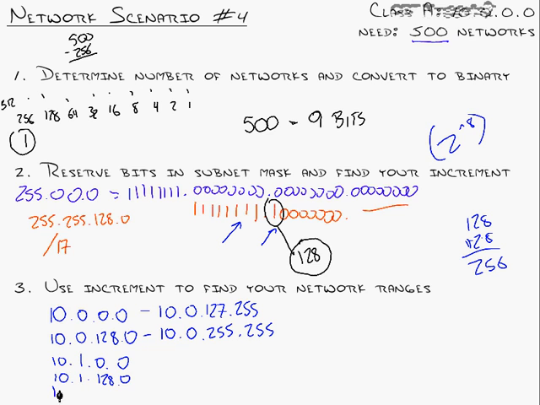10.1.128.0. Instead of doing this all over again, I will now recognize and go, well, you can't have 256, so we move up to 10.2.0.0. Let's fill in some end ranges here. This will be 10.1.127.255. That's the last IP address before I get to 10.1.128.0.